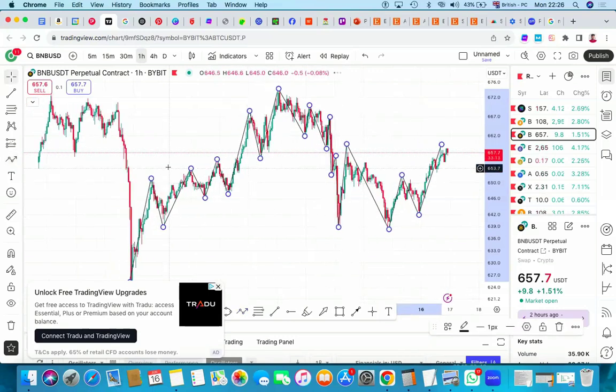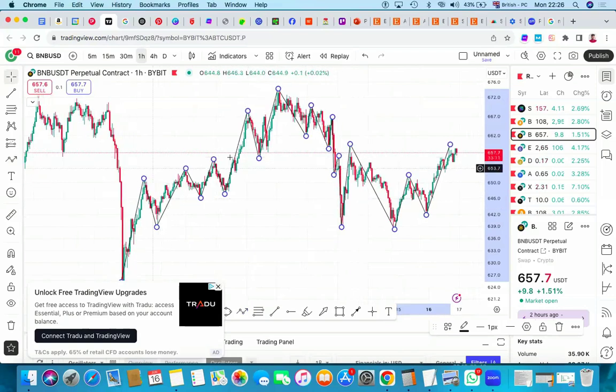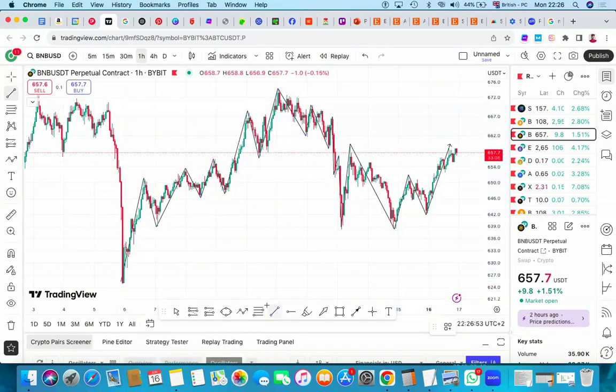So now if I was to come from this end here to do my analysis, what I can see clearly from here is that I'm having a break of structure to this side. And I'm having it here also.